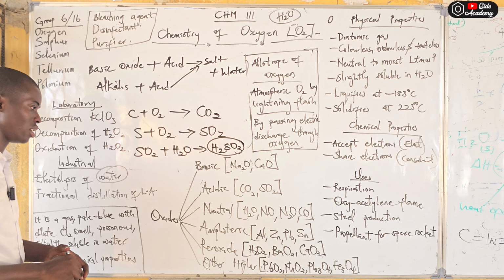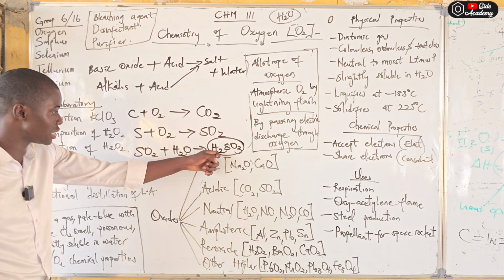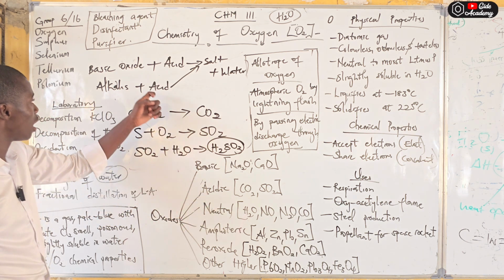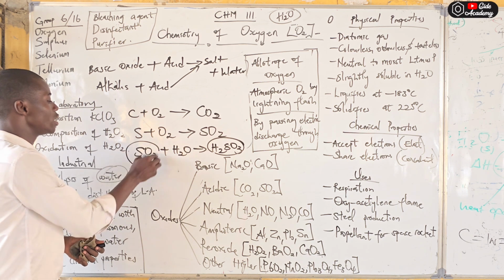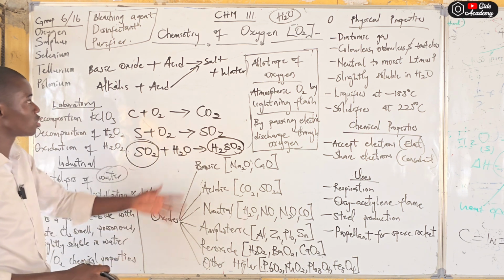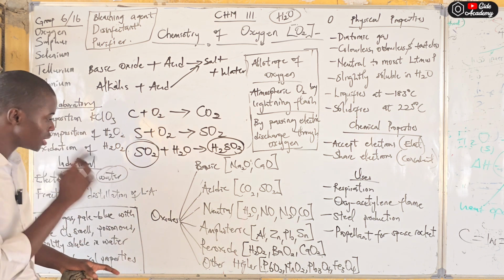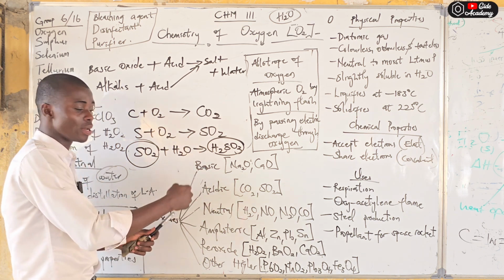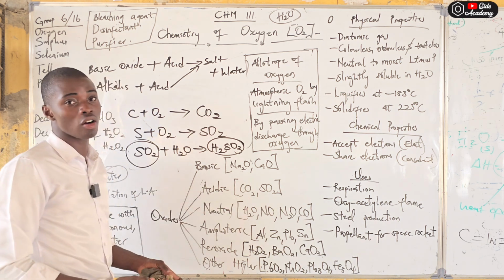And this H2SO3 is an acid. So when this acid reacts with a base, it's going to form salt and water. Or when a basic oxide reacts with an acid, it's going to form salt and water. So please take note of the difference. Oxides of metals, they are basic. Oxides of non-metals, they are acidic.